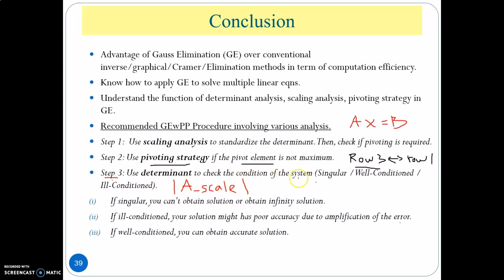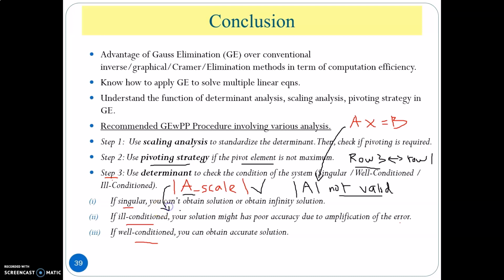to check the condition of the system, whether it is singular, ill-conditioned, or well posed. You need to be careful. Don't perform the determinant on the matrix A that has not been scaled. If you perform the determinant on the A matrix directly, this is not valid to check the condition of the system. So you have to use the matrix A that has been scaled. Only this is valid to check the condition.